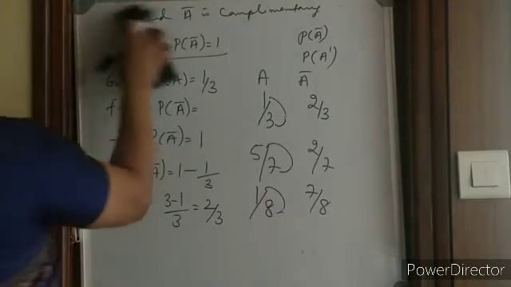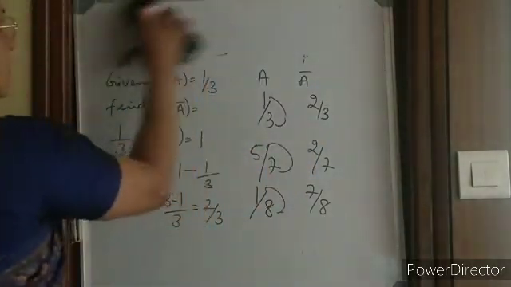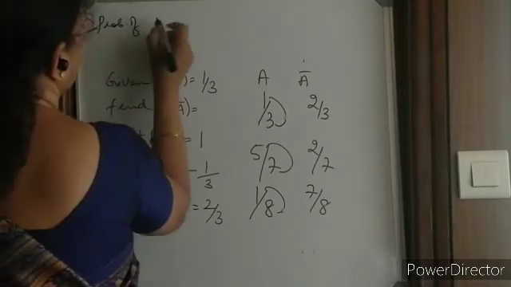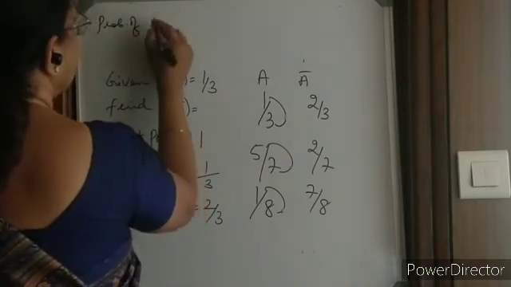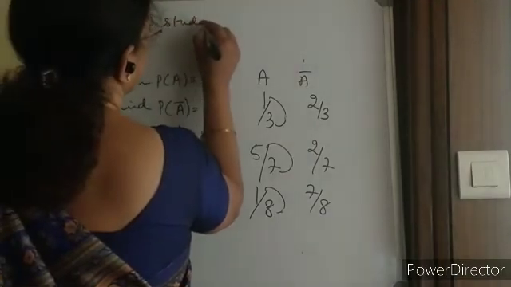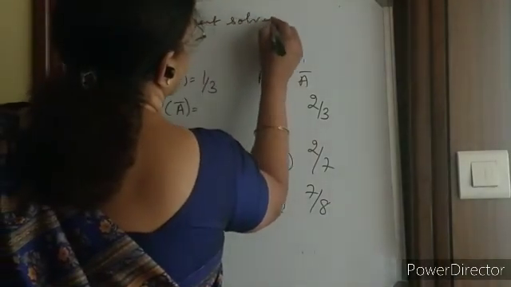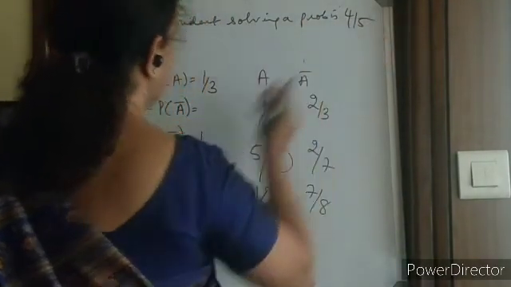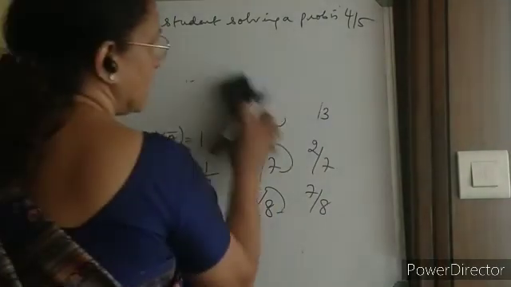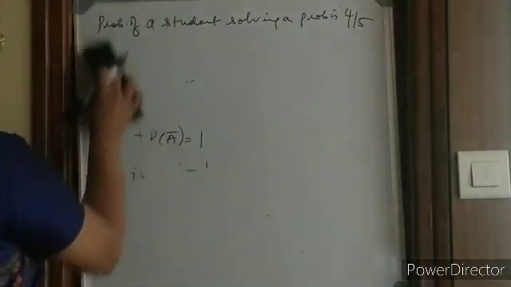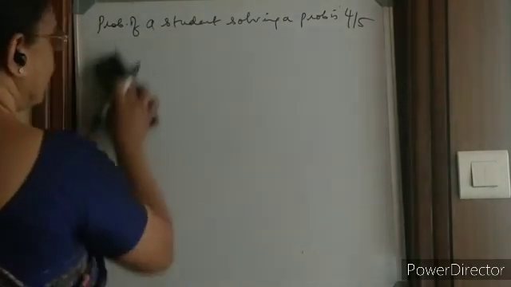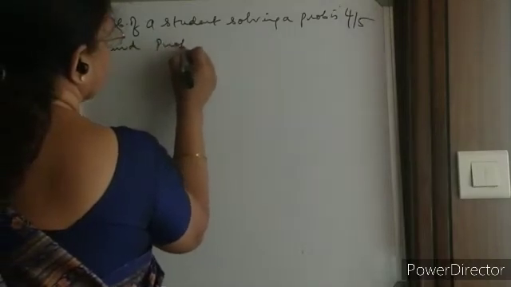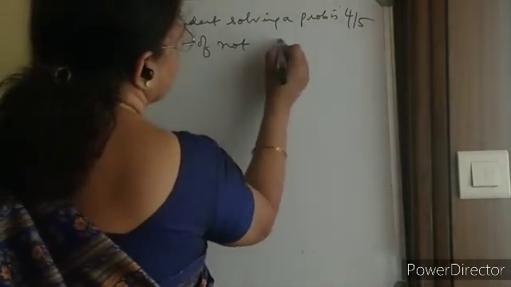Now one more question you can have. The probability of a student solving a problem is 4 by 5. Now what does it mean? Suppose the student is given 5 problems, he will be able to solve 4 problems. Find the probability of not solving the problem.